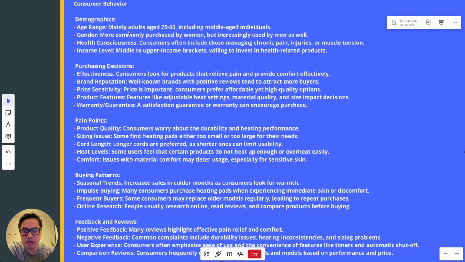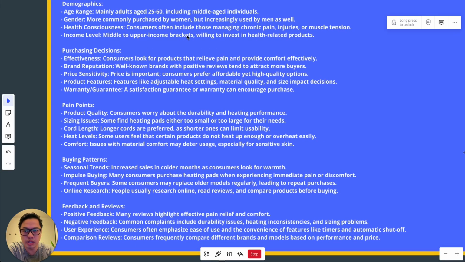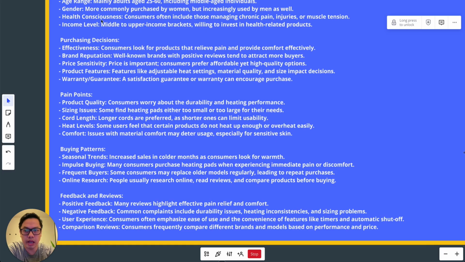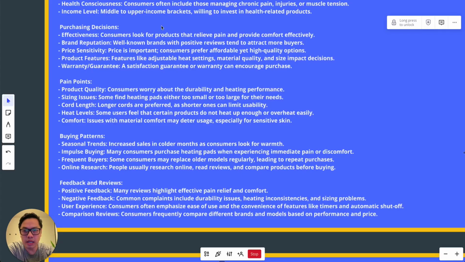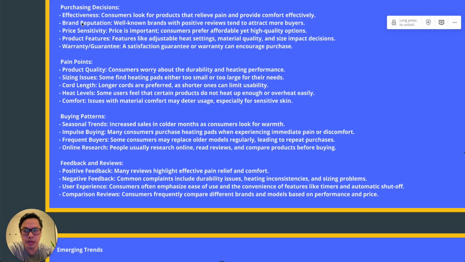Okay, so age range mainly adults, age 25 to 60, including middle-aged individuals, commonly purchased by women, but increasingly used by men as well. So maybe having more of a woman focused in the UGC would be important here. Health conscious, including chronic pain, injuries, and muscle tension. Okay, so we'd have to kind of figure out what kind of chronic pain are people having and where. Income level, we got middle to upper class. Okay, so the purchasing decisions, we got effectiveness, relieving pain and comfort. So comfort and pain are really important here. So those are going to be some trigger words for me.